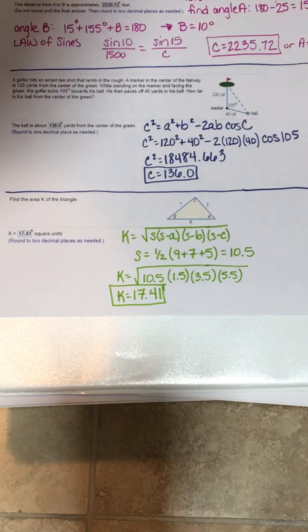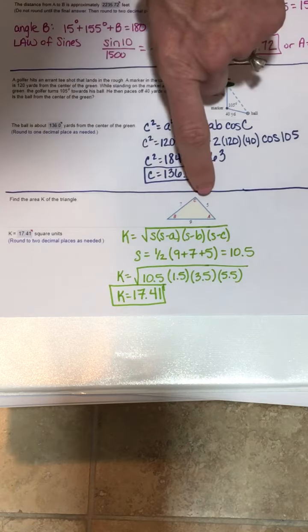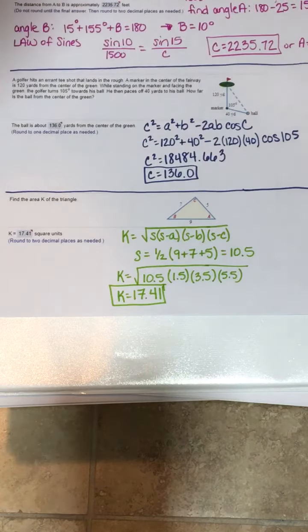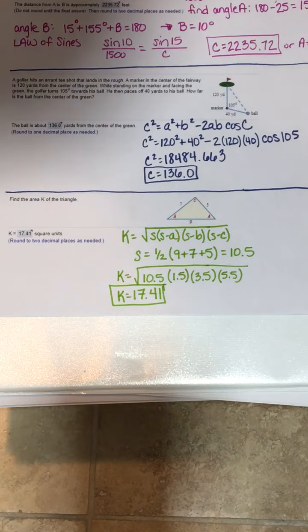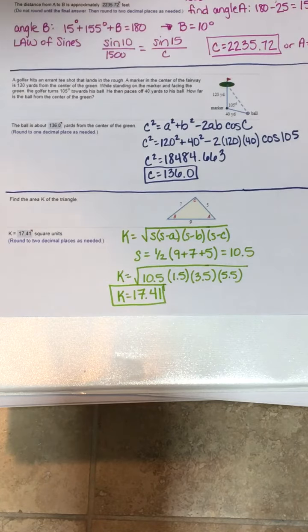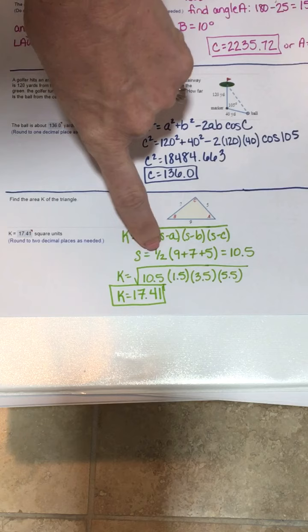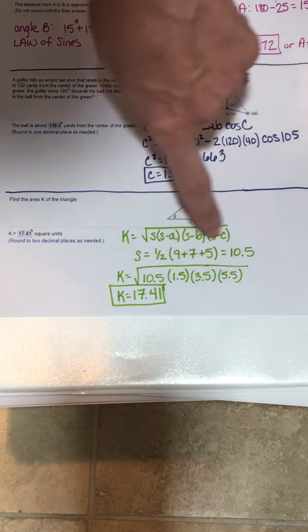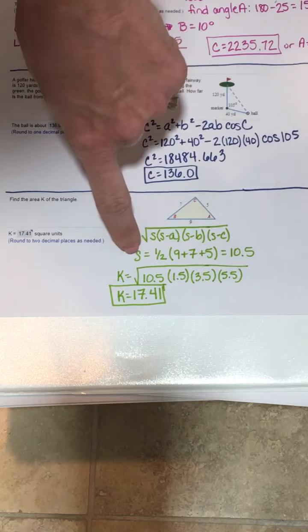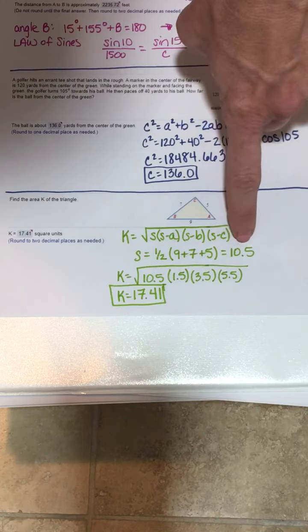Okay, here's another one. They want you to find the area of this triangle. In this triangle, again, we don't have right angles, so we're going to have to use one of our fancier formulas, but they've given us all the sides. The formula for the area of the triangle, whenever they give us all the sides, we use that S term. That S is half the perimeter. So we add all of our sides together and we take half. In this case, we get 10.5.